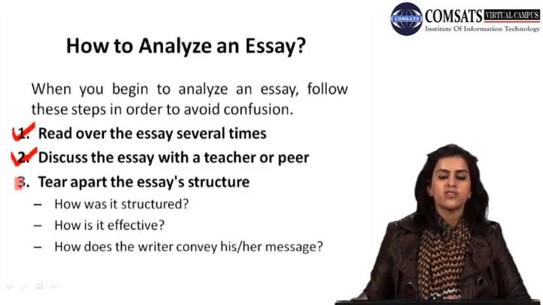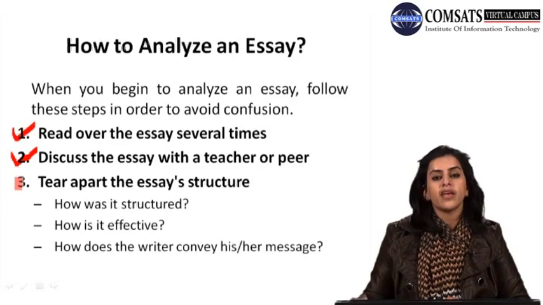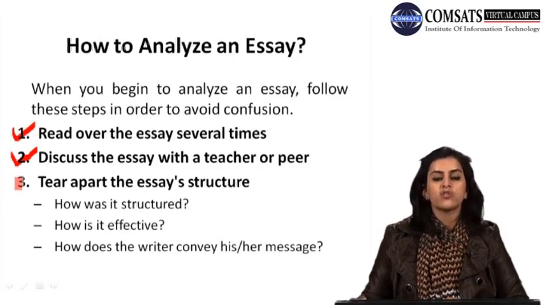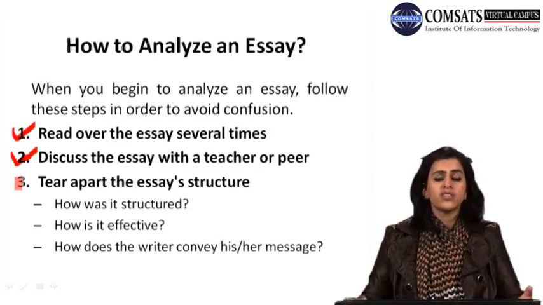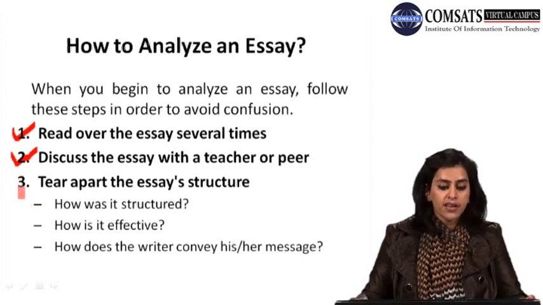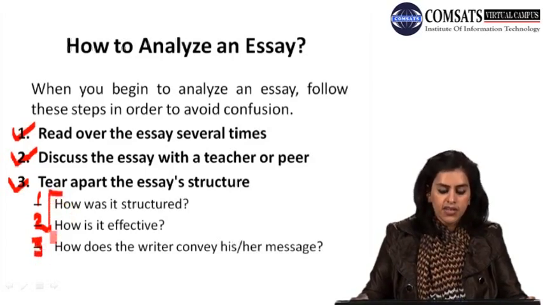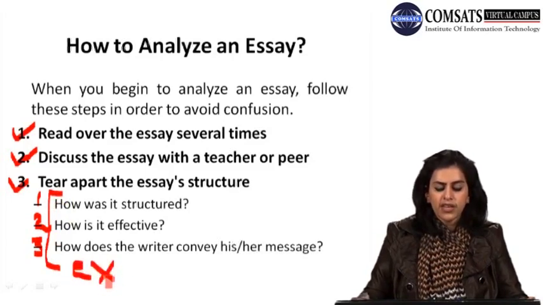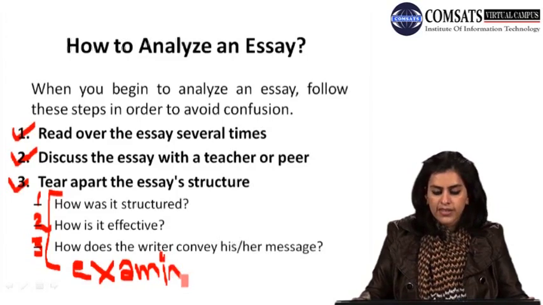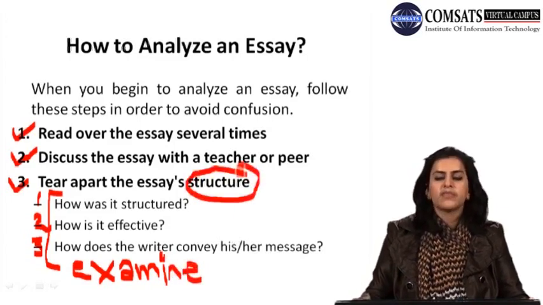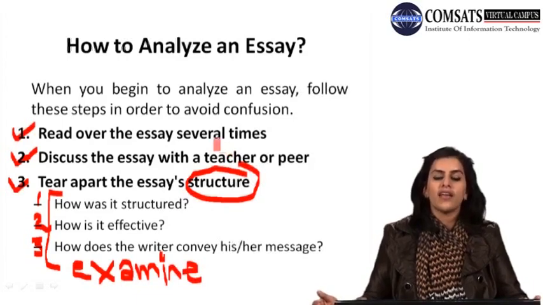Then tear apart the essay structure. You are going to read one essay thoroughly again and again, and then tear apart the essay structure into different parts to see how it is structured. That will become your category number 1. Then you are going to see how it is affected. This will become your category number 2. And how does the writer convey his or her message? That would become your category number 3. These are your subcategories to be examined. You are going to examine all these categories one by one to find out how this essay was structured.